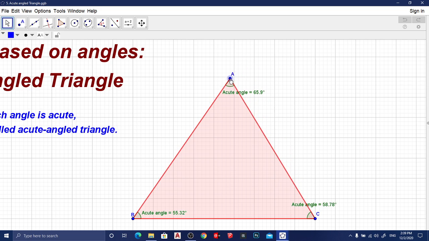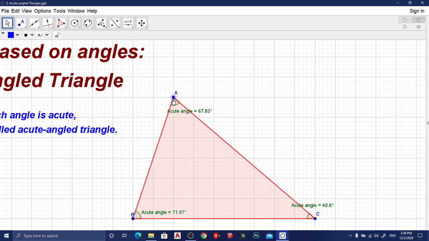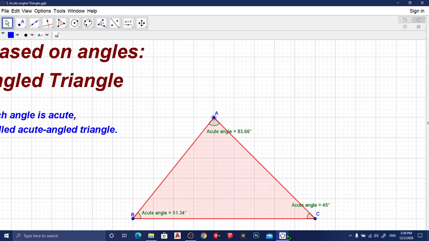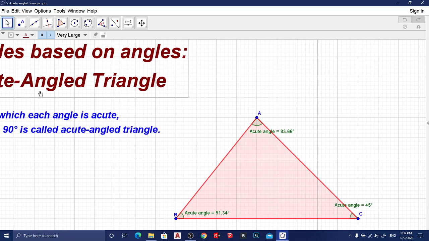We take one more example. If you observe, this is nearly 65 degrees, this is 54, this is 60. This is also an acute angle triangle. If you take this is 67, this is 71, this is 40. All the angles are less than 90 degrees only. This is also an acute angle triangle. So in any triangle, if all the angles are less than 90 degrees, that type of triangle is called an acute angle triangle.